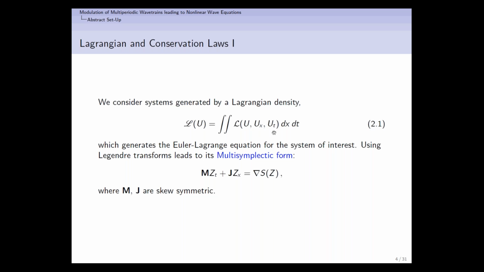But those would be transformed out. So the multisymplectic form that you have below does depend on the fact that you only have first derivatives, right? You can transform the second derivatives out as well, and so they would form part of this new state vector z.